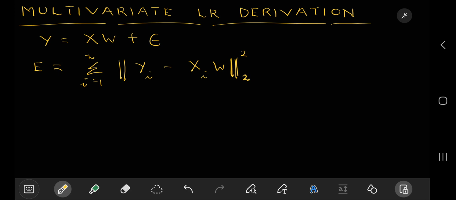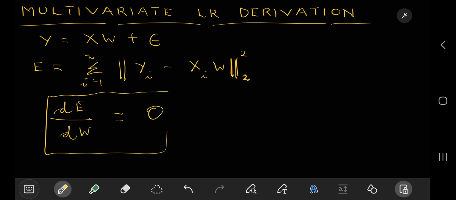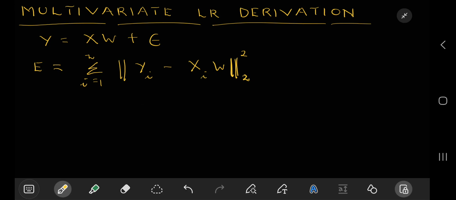So the next step is, as we did in the case of univariate, we have to find the best values of w in order to minimize this. How do you minimize the error? You have to take the derivative with respect to w, that is dE by dw, and equate it to 0. This is how you will find the values of w. So w is a matrix here. And in the same manner in which we did it for univariate in the previous lecture, we'll do it for multivariate here, but all the operations will be matrix operations. Okay, so let us start with this.